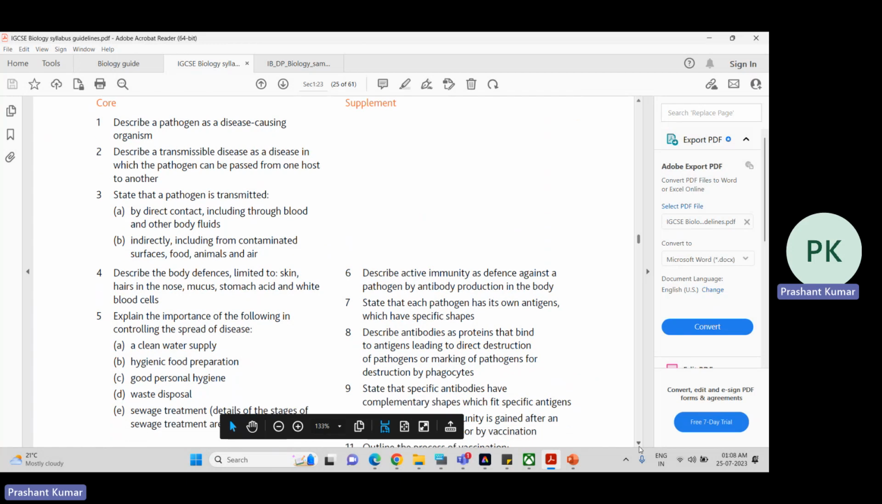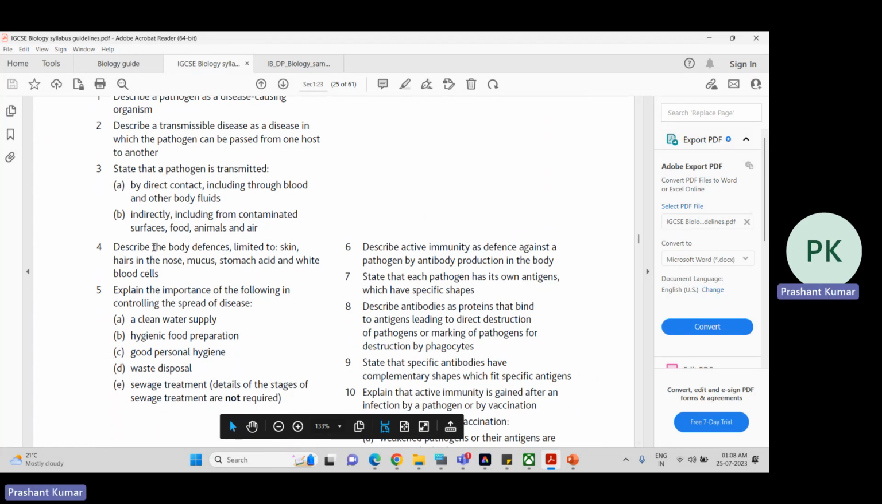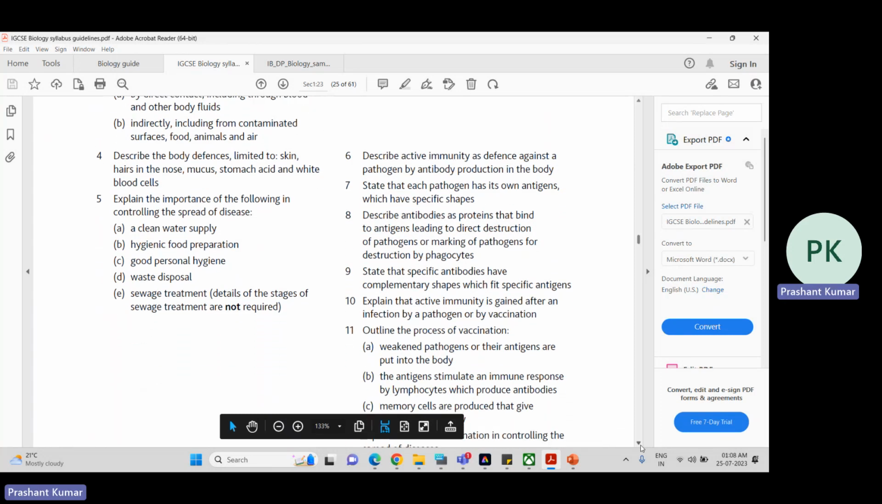Then we will talk about how the body works as a defense, what all physical barriers we have, what all chemical barriers we have, importance of controlling the spread of disease. Then we'll talk about active immunity, how your body fights against disease. We'll talk about the work of antibodies in destroying the pathogens by the process of phagocytosis. Then we'll talk about specific antibodies working on specific antigens. Then we'll explain active immunity, the process of vaccination.